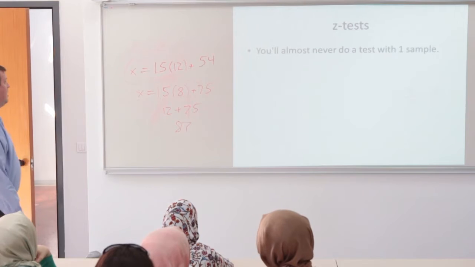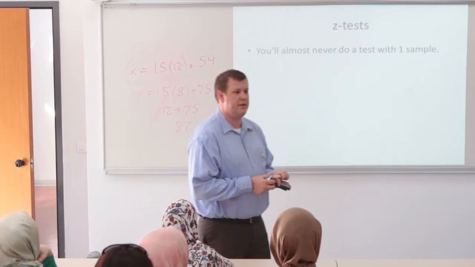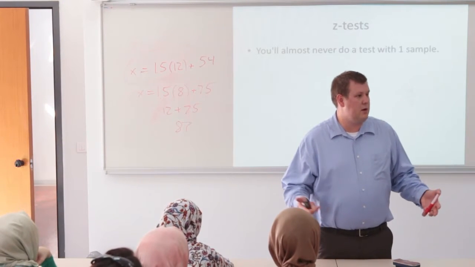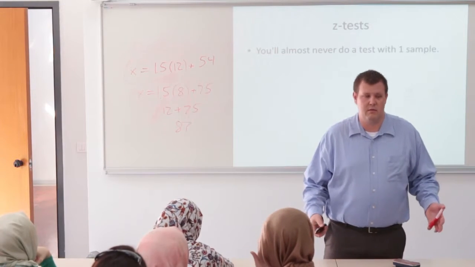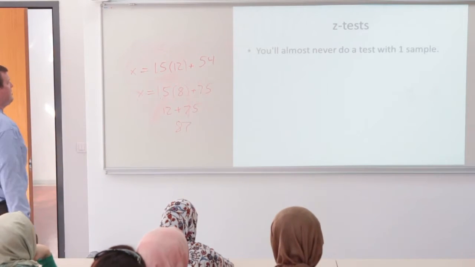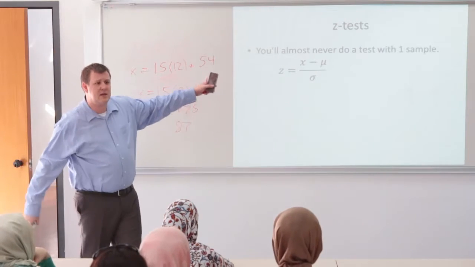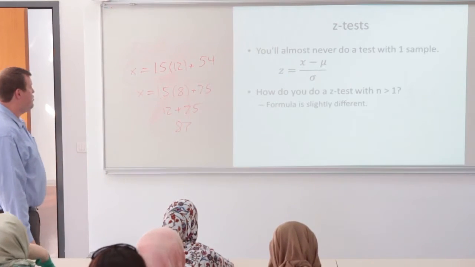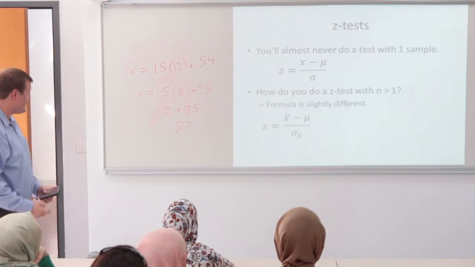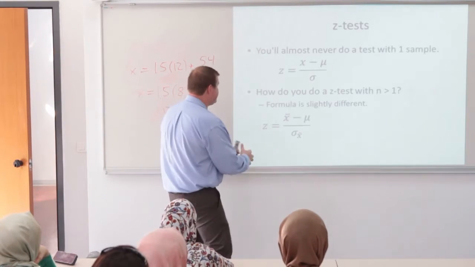Cool. All right. You are almost never going to do a test with a sample size of 1. You're going to collect 10 people, 20 people, 100, 200, depending on how much power you want and other things involved. But you're almost never going to do a test with one sample. If you have a sample size of 1, you just use the regular old Z that we covered. Now, if you have a sample size n greater than 1, the formula is slightly different. Only slightly. Notice the formula is basically the same.